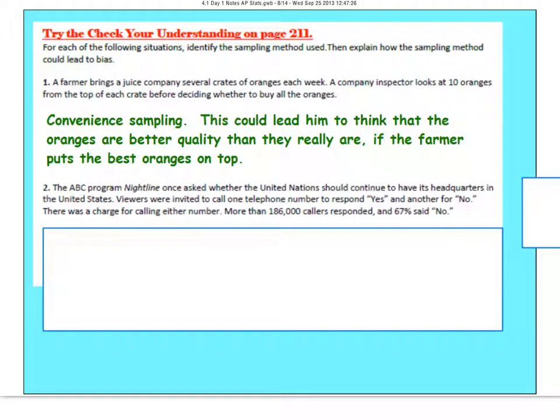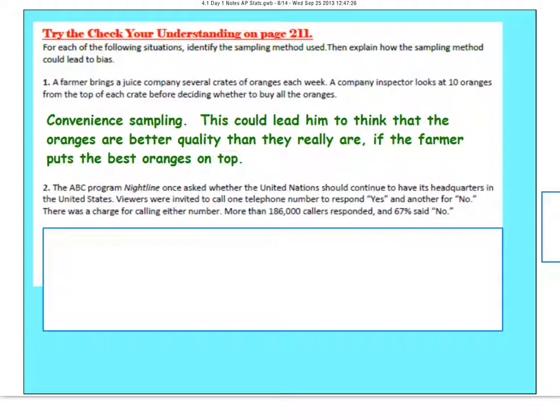And could it lead to bias? It absolutely could. We do see the convenience sample. This could lead him to think that the oranges are of better quality than they really are, if the farmer puts the best oranges on the top. So if the farmer knows that the person inspecting them looks at just the top layer, of course he's going to put the best oranges on the top. Therefore, it's going to be overstating the quality of the oranges.